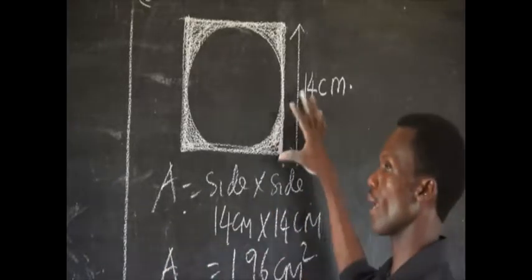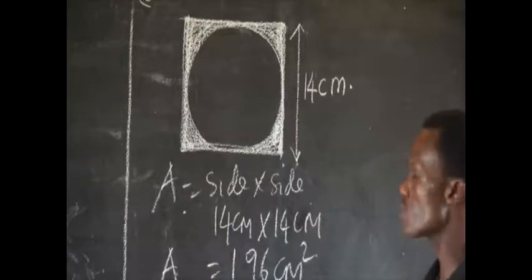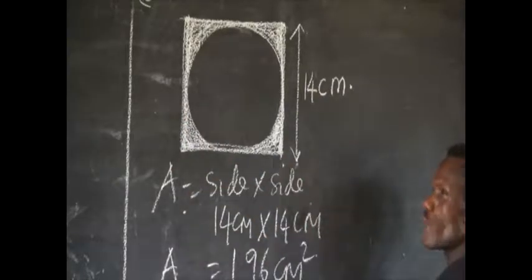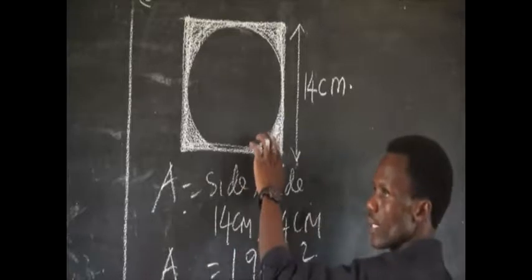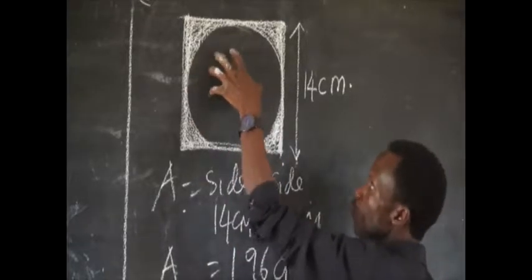Then this is not our answer. Our answer is to find out the area of the shaded part. These are the shaded parts, so we just want to remove this one.